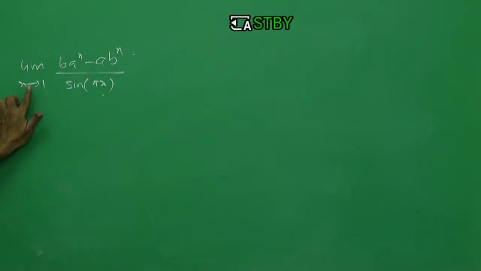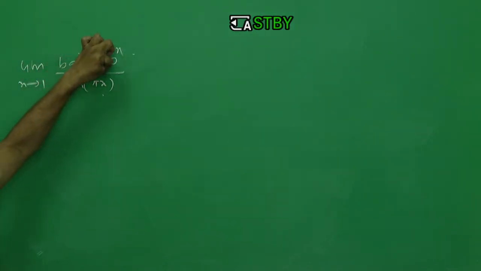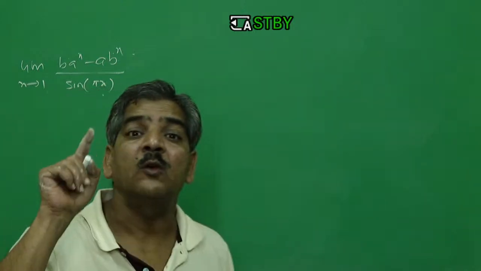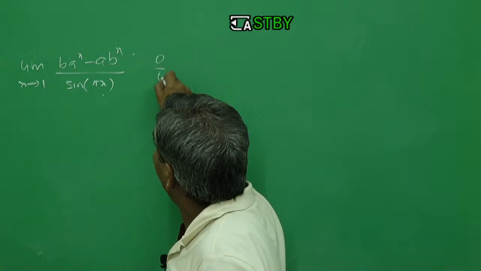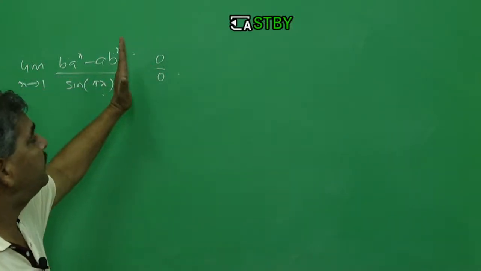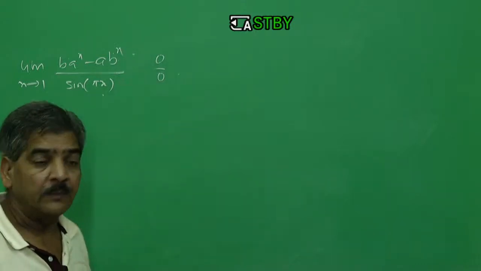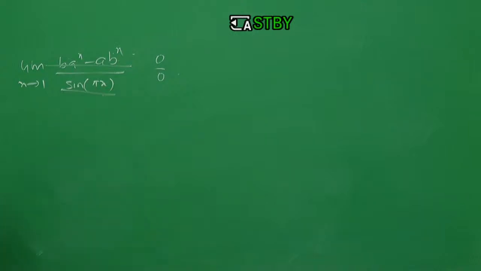See, let's start with the denominator. If I put x is equal to 1, sin of pi is equal to 0. Next, if I put x is equal to 1, a raised to 1 is a, b raised to 1 is b, a b get cancelled. Numerator also becomes 0. So the given problem appears in the 0 upon 0 format. It's correct. So the given problem appears in indeterminate form. So differentiate numerator separately, denominator separately.